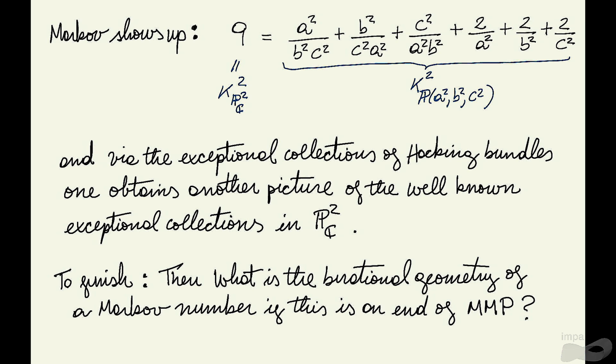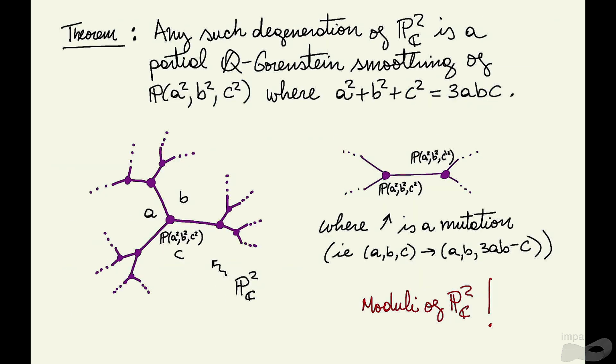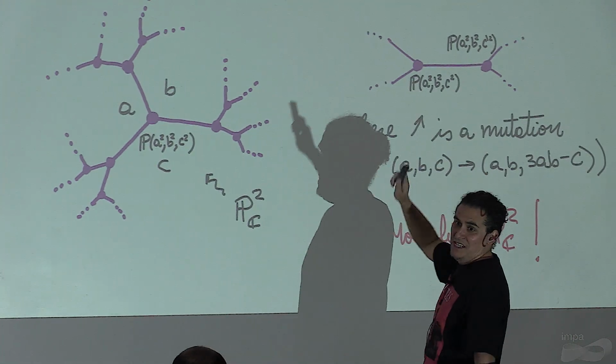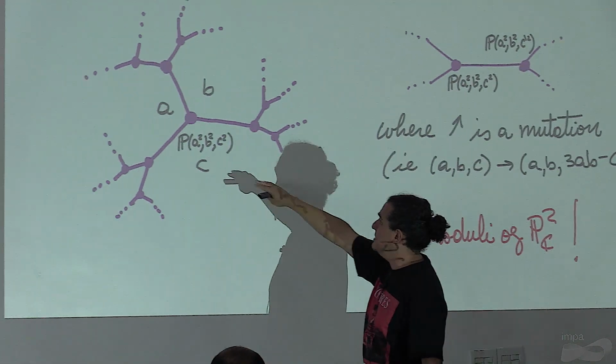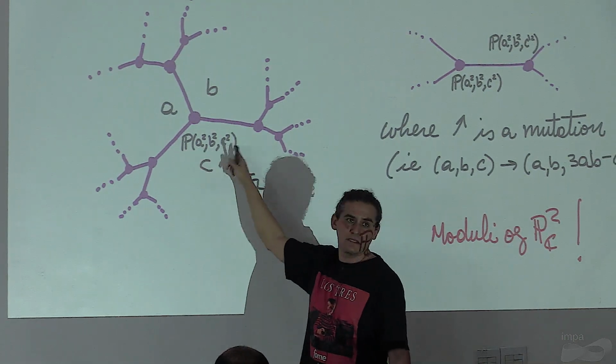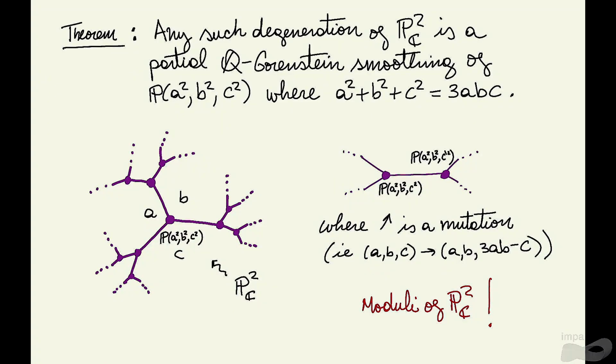I don't know, any questions? No? So what are these ranks? The ranks are, as always, the indices of the singularities. Maybe I should remark that when you have a situation like this, where you satisfy this Markov equation, a very easy exercise tells you that the three singularities that you have are Wahl singularities, and the indices are A, B, and C. So the ranks are A, B, and C.